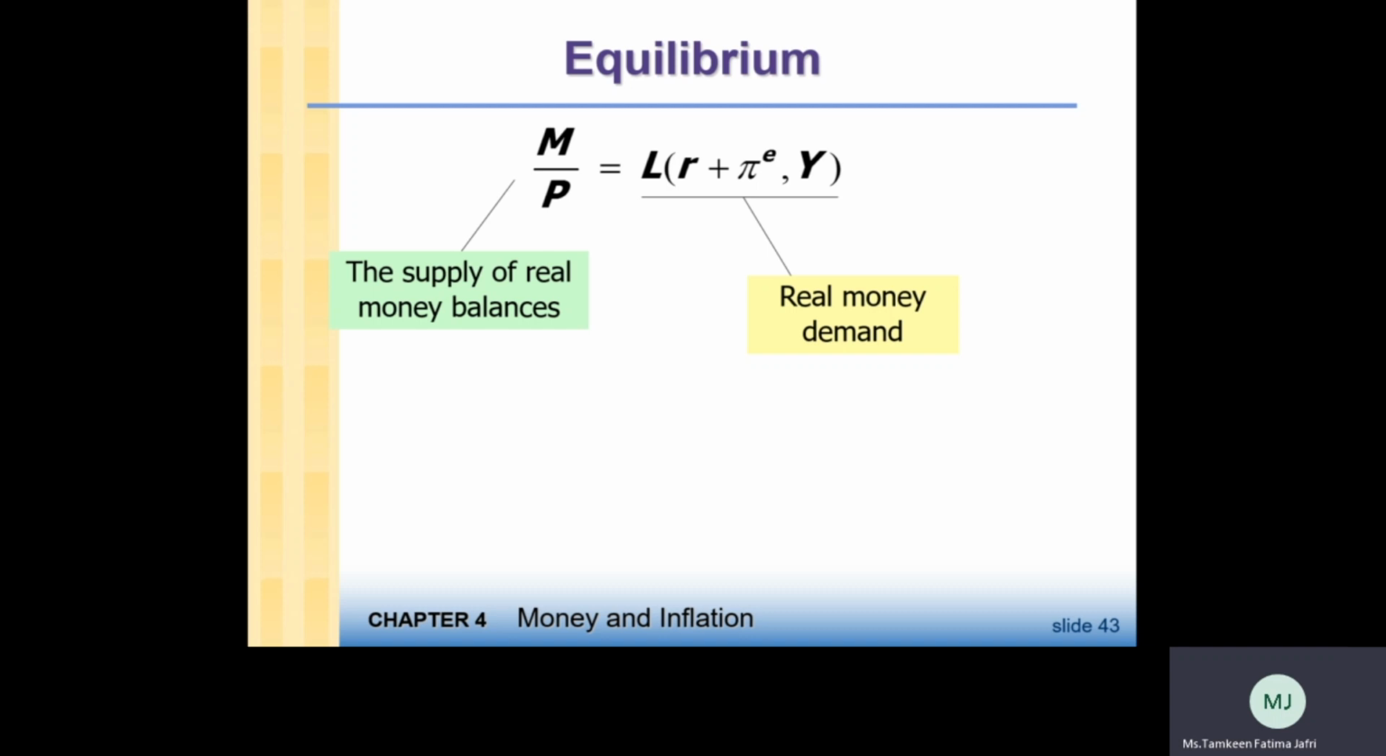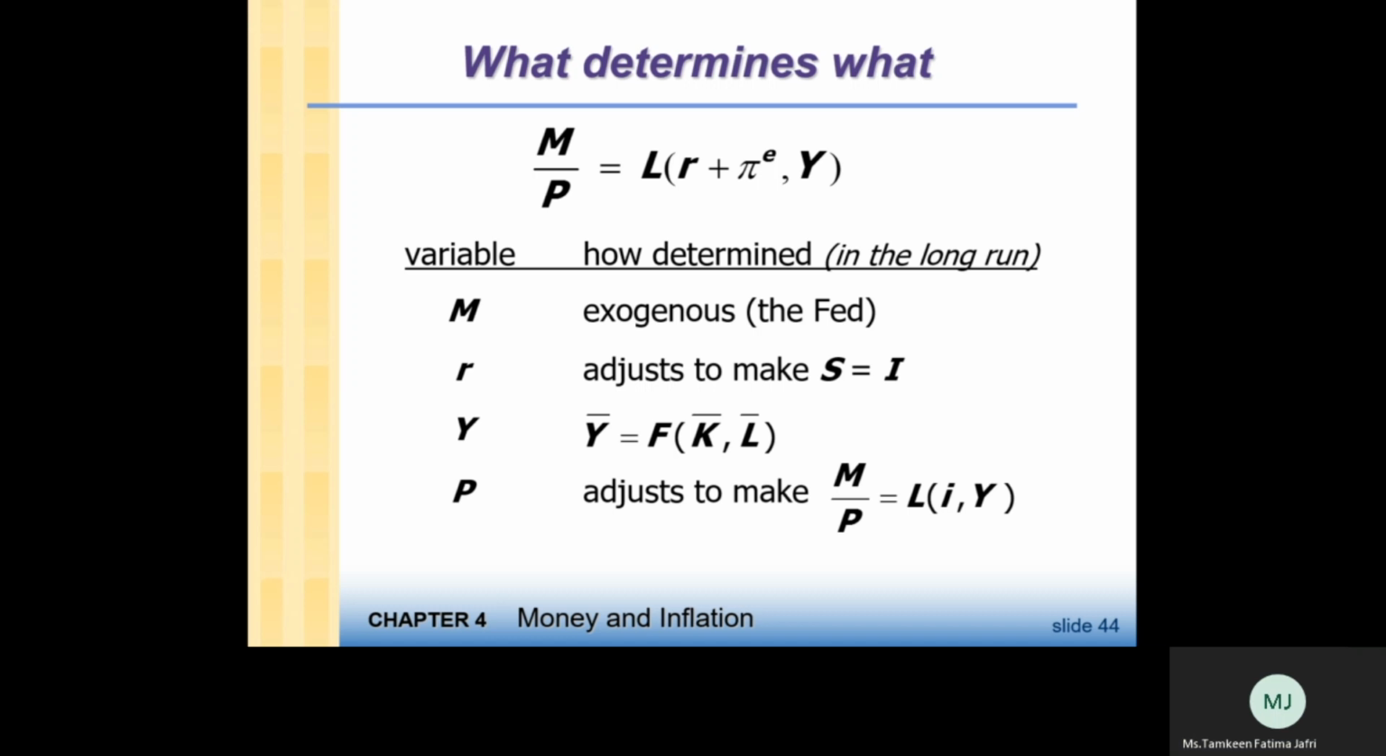Now, what determines what? This slide is important for you to understand, and this table is very easy to understand. What you see here is that M is the money supply. Who controls the money supply? It's controlled by the Fed or the central bank, so we are assuming it's exogenous. The central bank applies some logic and decides to increase or decrease M, the money supply. We studied that there are three ways to increase or decrease the money supply: open market operations, changing the reserve requirement, and changing the discount rate. The central bank uses these tools and can increase or decrease the money supply. So this decision of the central bank to increase or decrease the money supply is an exogenous decision.